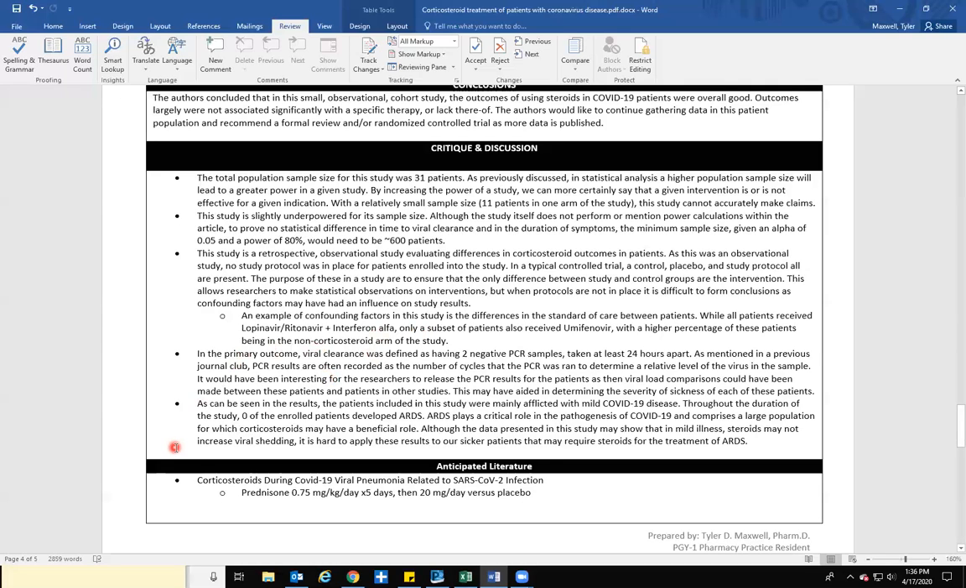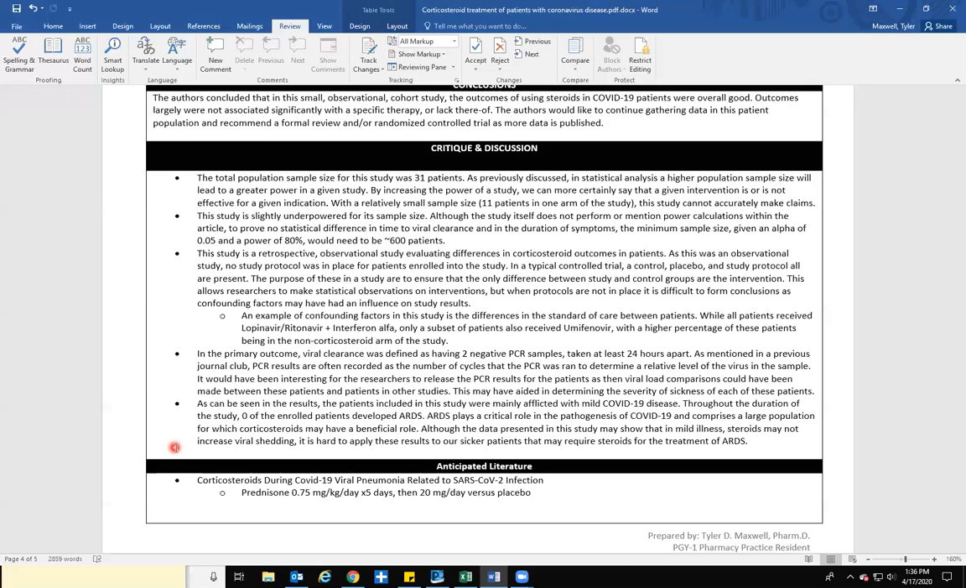And then as we can see in the results, the patients in this study, this would be one of the main limitations, were afflicted with a mild disease of COVID-19. So throughout the duration of the study, actually 0 of the 31 enrolled patients did develop ARDS. As we see in our patients here at Stony Brook, ARDS plays a critical role in the pathogenesis of COVID-19 and is very important for morbidity and mortality when they do require ventilation in the ICU.